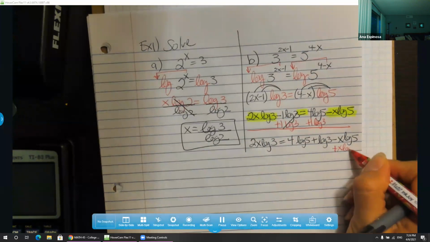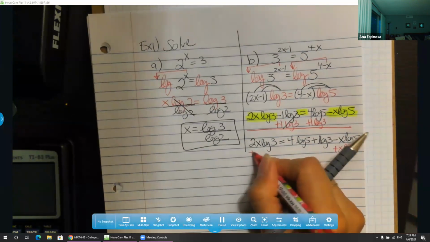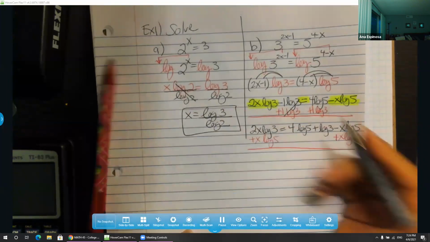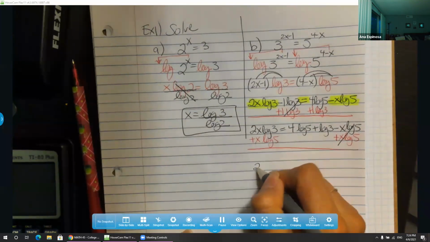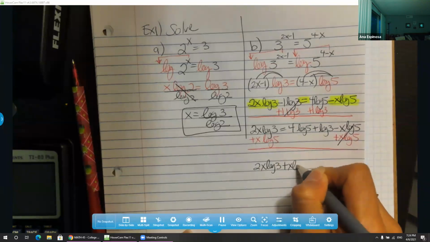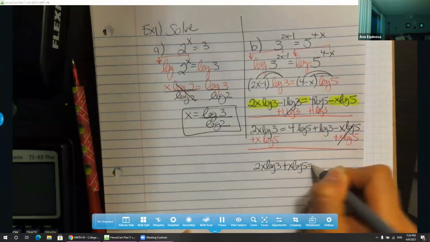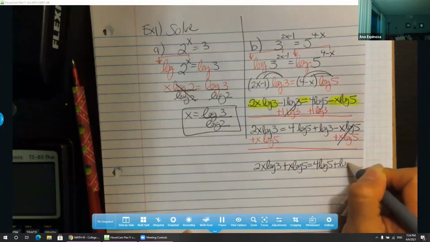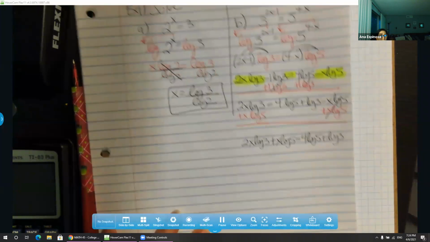Plus x log of 5. Again, do not add. Do not make up your own rules. So this is 2x log of 3 plus x log of 5 equals 4 log of 5 plus log of 3. Like I said, this is a lot of algebra.